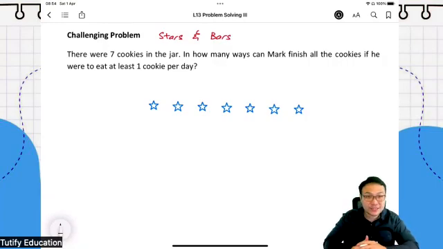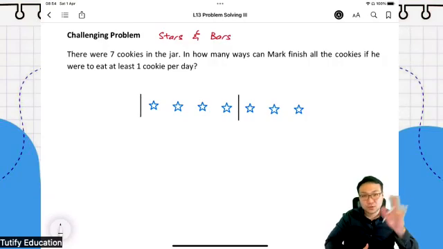Correct. Zachary, am I allowed to draw my bar like this? What does it mean if I draw it like this? No. Day 1, how many cookies? 0. Day 2? 4. Day 3? 3. Yes, correct.